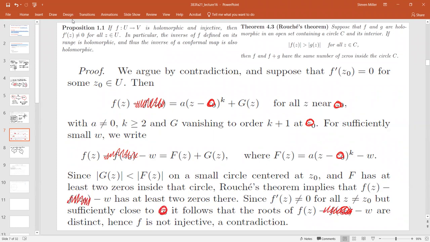Okay. So now let's look at what's going on. We're going to argue by contradiction. We're going to assume that f prime of z naught is not zero for some point z naught. Again, I might as well assume that that point is zero. So you can assume f prime of zero is not zero.